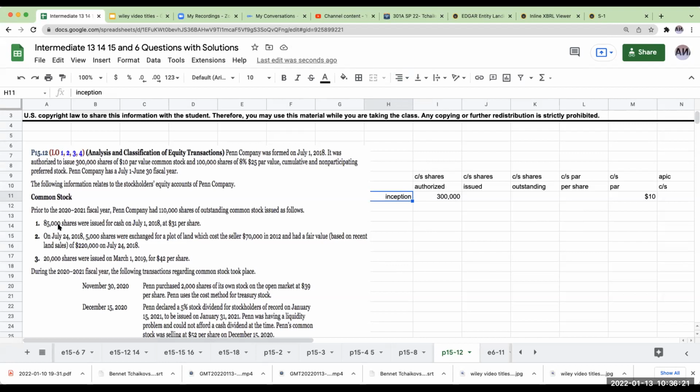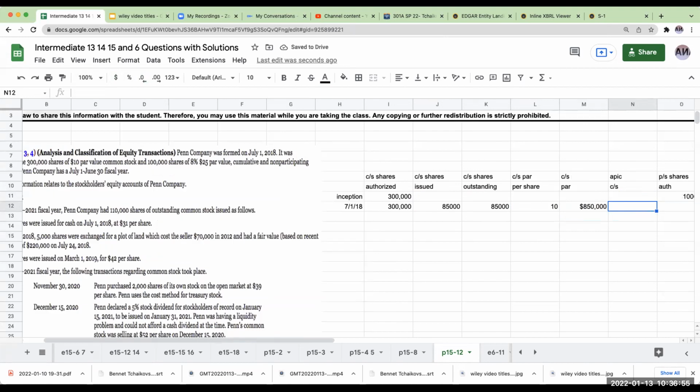So 85,000 shares were issued for cash at $31 per share. On 7/1/18, we had not a change of authorized, but we're issuing 85,000. That means that 85,000 are going to be outstanding. My par value per share was 10. So my par value that's being assigned to the shares is going to be 850,000, but I sold it for 31 per share. So this is going to be 21 times the number of shares that I just issued.